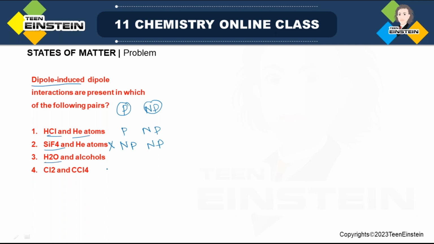Then you have the H2O molecule and alcohol. Alcohol you can write in general as ROH. Now this is polar, and this is also polar. So this is a polar combination, and this is also not possible. And the last one, chlorine and CCl4. Now this is a non-polar, non-polar combination. So the correct option should be the first option.